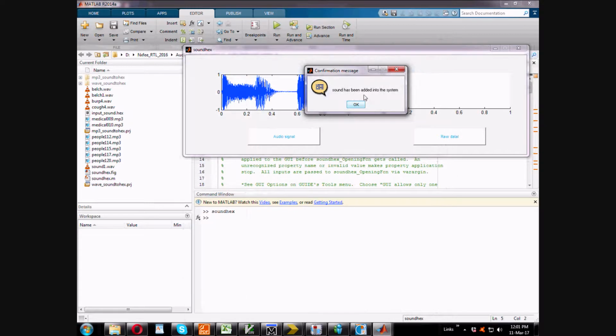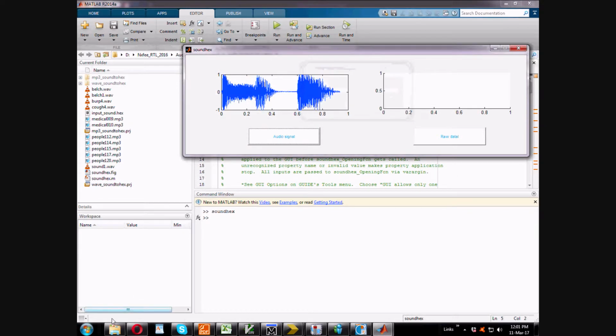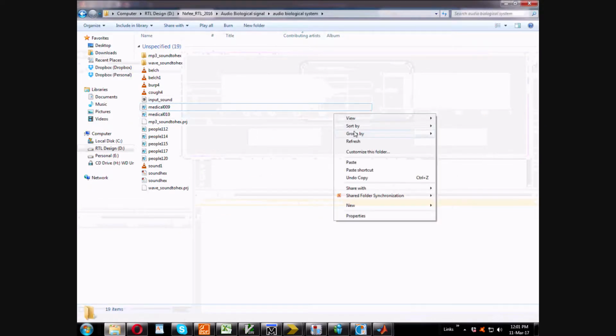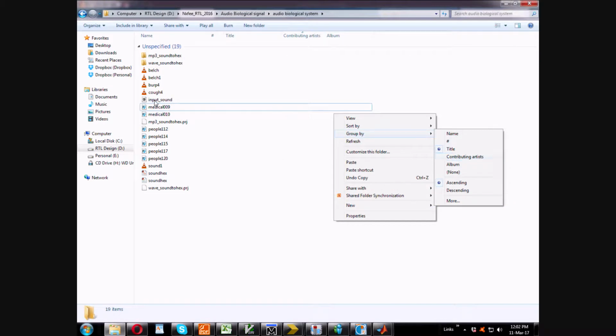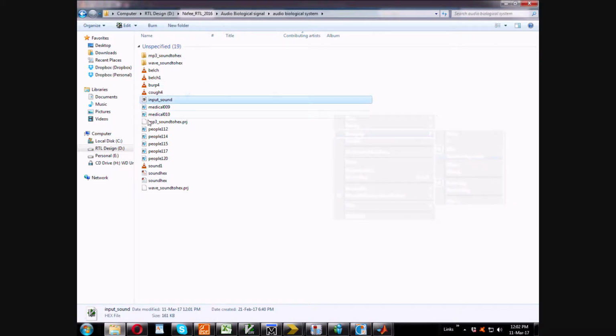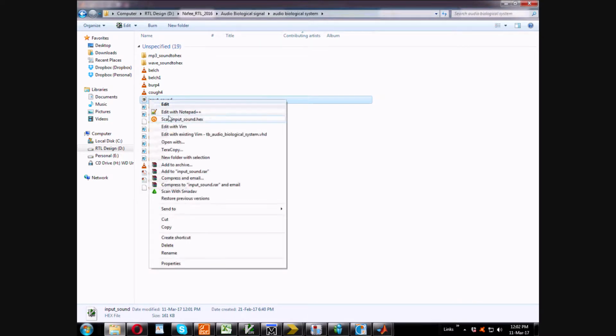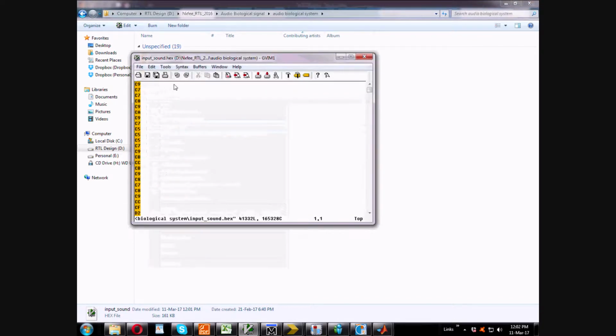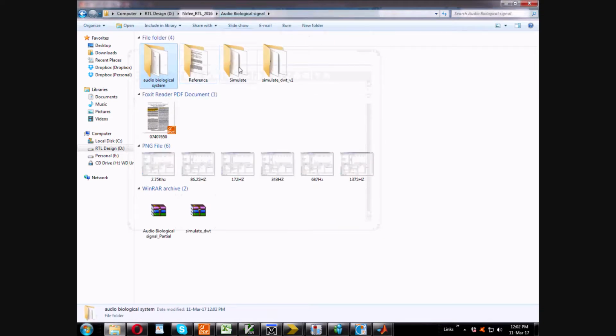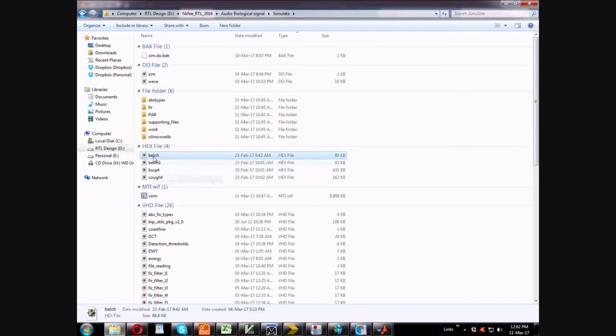The sound has been added into the system. At the same time the hexadecimal value is generated here. The input sound details are mentioned here. This is the hexadecimal value for that signal. We take these types of signals, bleach 1, burp, cough.